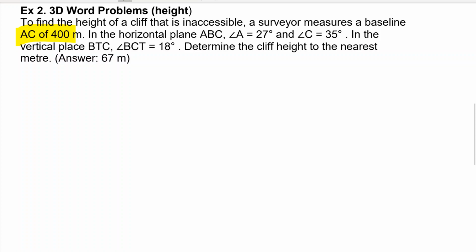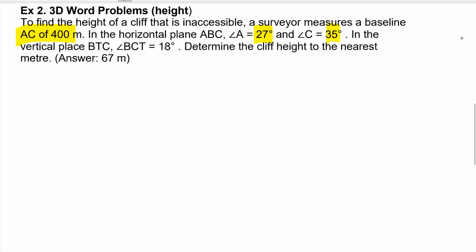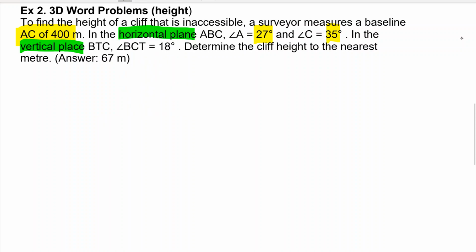In the horizontal plane, ABC, angle A is 27 degrees, angle C is 35 degrees, and in the vertical plane, so let's keep in mind that we're dealing with the horizontal plane and the vertical plane. That is one of the indications that this is indeed a three-dimensional word problem. We're told that angle BCT is 18 degrees. Determine the cliff height to the nearest meter. I'm also given the answer in this particular question, which is 67 meters.